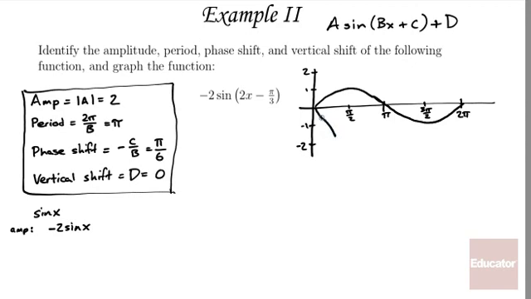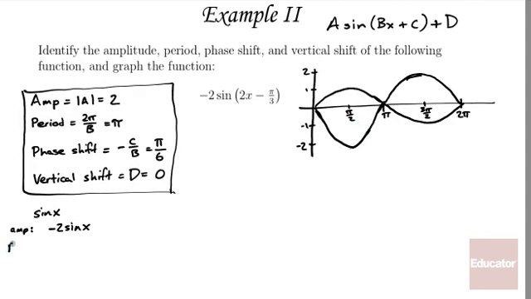Goes down to -2, up to 0, up to 2, and back down to 0. So that first one was a little lopsided. Let me see if I can make that a little smoother. Okay, so we've got -2 sine x. Look, it's got a bigger amplitude than the original graph, and it's flipped over because of the negative sign.